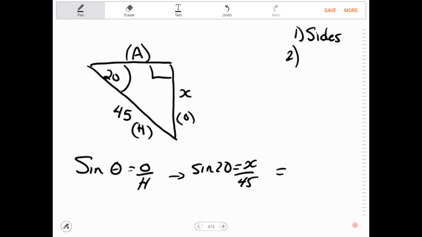I am simply going to go to my scientific calculator. I'm going to hit the sine button, 20 close bracket multiplied by 45, and that gives me 15.39. Now what you'll notice is, just like with the tan ratio, in these last two examples, our unknown was in the top of the fraction, or the numerator. So you should now know what's going to happen in the next two examples that I show you.